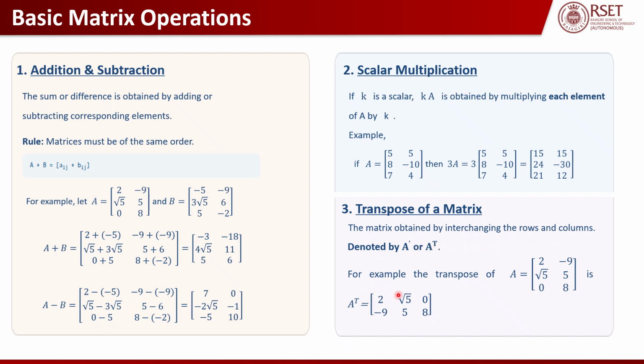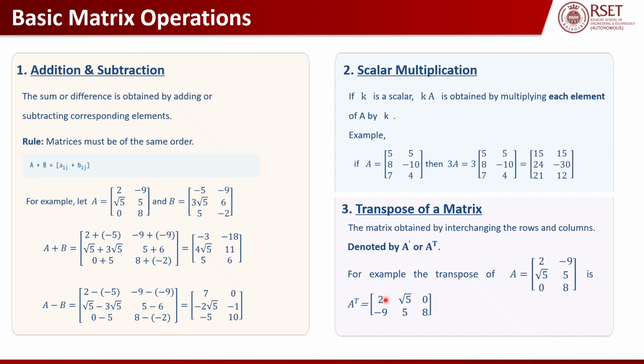Let's see this with an example. We have a matrix A here. It is a 3 by 2 matrix, right? It has 3 rows and 2 columns. And what is A transpose? A transpose is denoted as A dash, or it is mainly denoted as A raised to T. By using this notation, we mainly represent the transpose of a matrix.